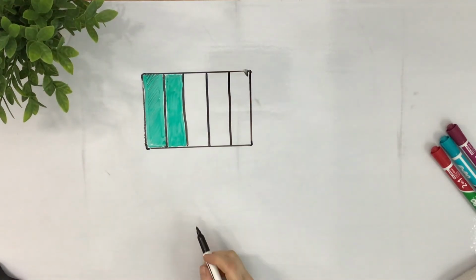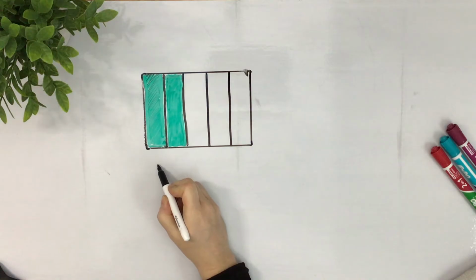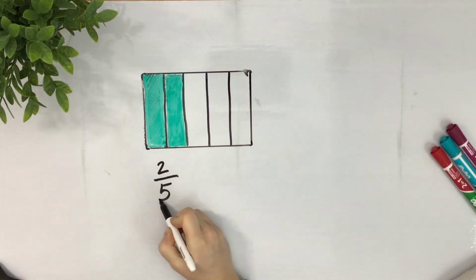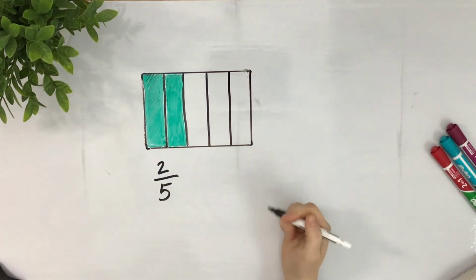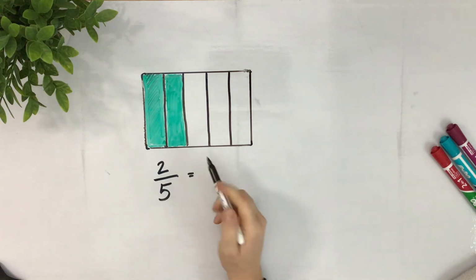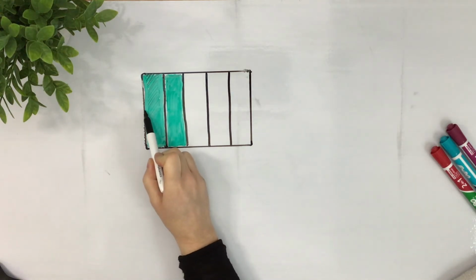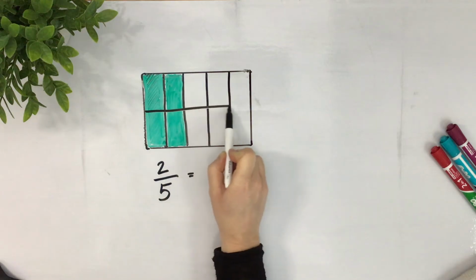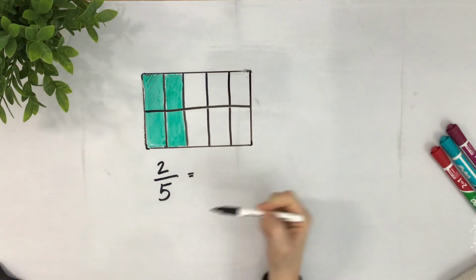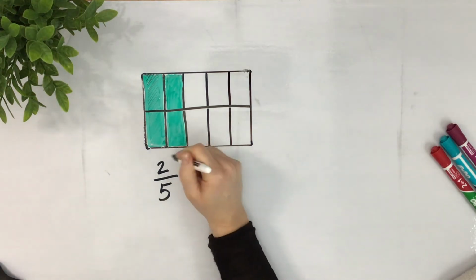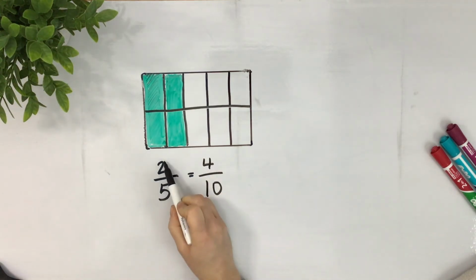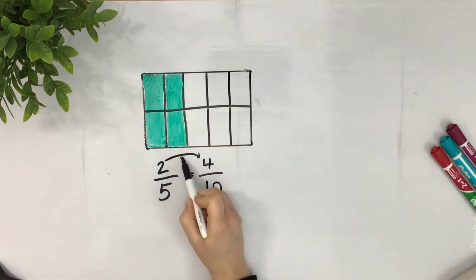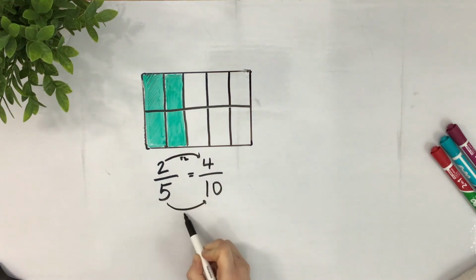Okay, here I have represented the fraction 2/5 because I have 2 out of 5 pieces. Let's call this a chocolate bar. 2 out of 5 pieces of my chocolate bar are colored. Now, if I were to split each of these sections into 2 smaller sections, I have just created 10 chocolate bar sections, and 2/5 is equivalent to 4/10. I can see that my numerators have doubled, my denominators have doubled, so they're equivalent.